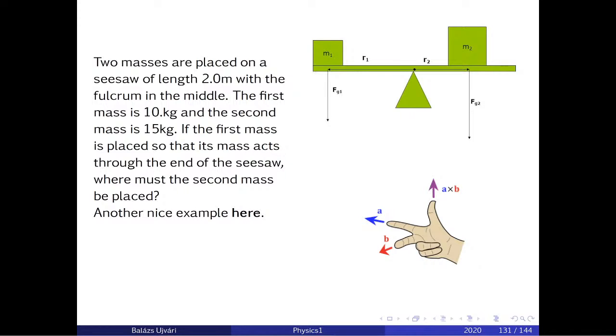I found a nice example, the ladder example. This is a very nice detailed example. If you have time, you can look at it.